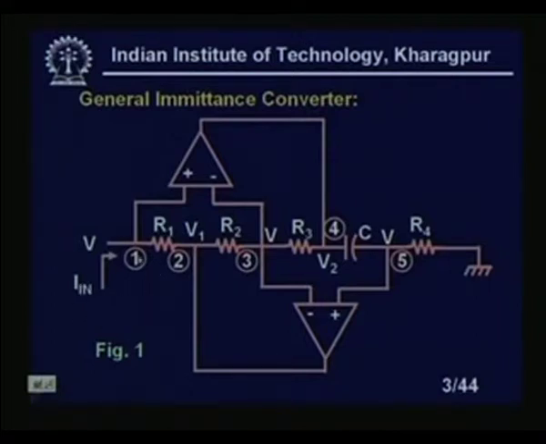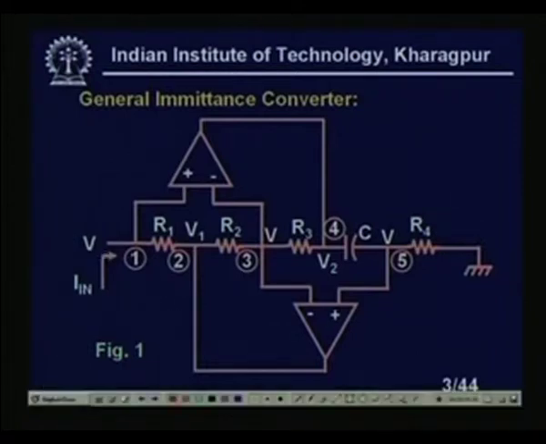Suppose I am interested in measuring the input impedance of the circuit from this point. I assume that this voltage is V, and obviously we can see here that this resistance is connected to ground. This general impedance converter is basically a circuit with which you can simulate inductance from capacitance.